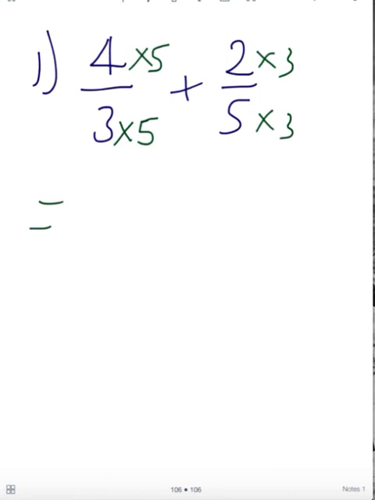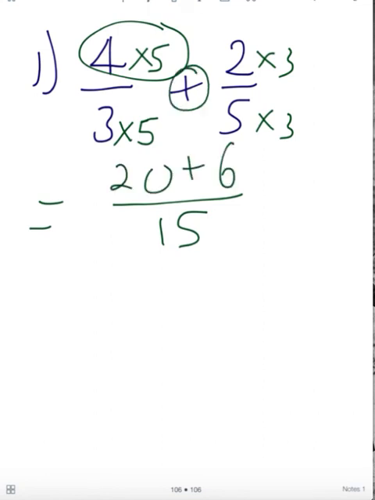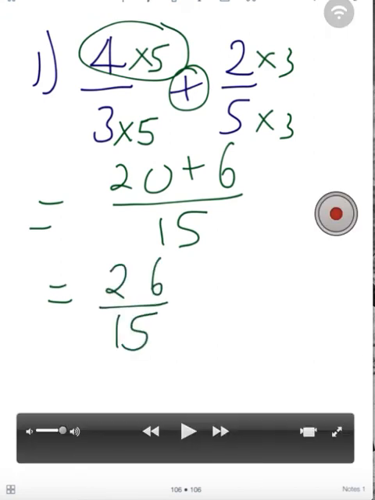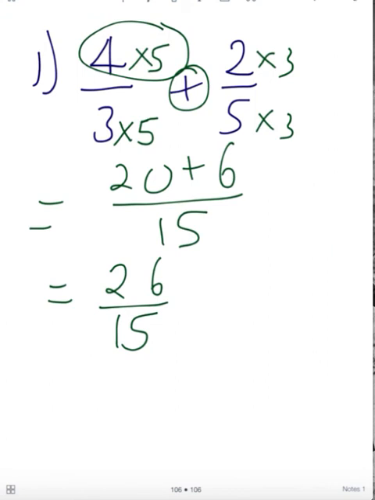4 times 5 is 20. I've got a plus, so plus, and 2 times 3 is 6. And 20 plus 6 now leaves me with 26 over 15. I can see this is an improper fraction. And when you're dealing with numbers, you turn this improper fraction into a mixed fraction. So I can say, how many times does 15 fit into 26? Well, it can fit in there once, and the remainder from 15 to 26 leaves me with 11. So 11 over 15.